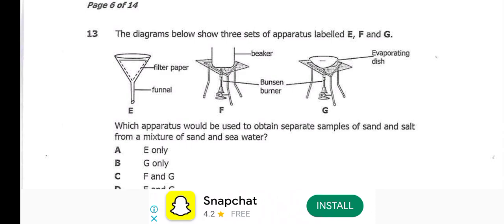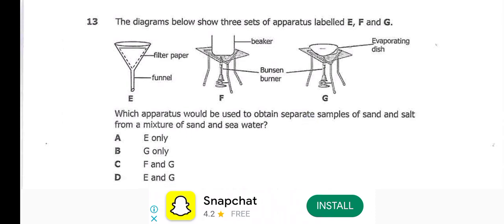So which apparatus would be used to obtain separate samples of sand and salt from a mixture of sand and seawater? Correct. E only? No. You can only separate sand and salt solution and seawater, meaning sand and salt solution can be separated by apparatus E. G, yes, we can separate only salt solution.